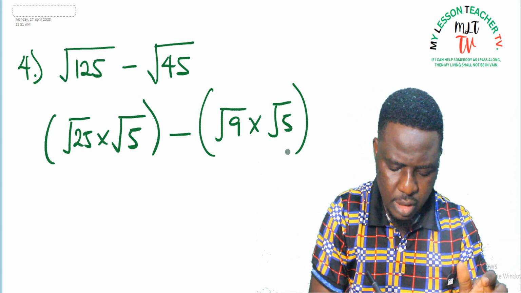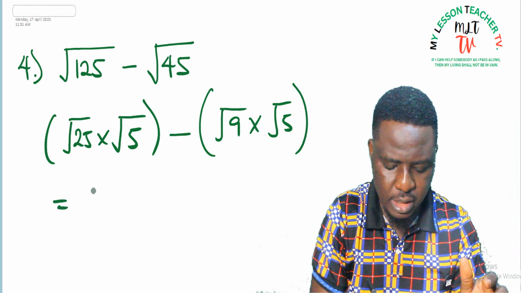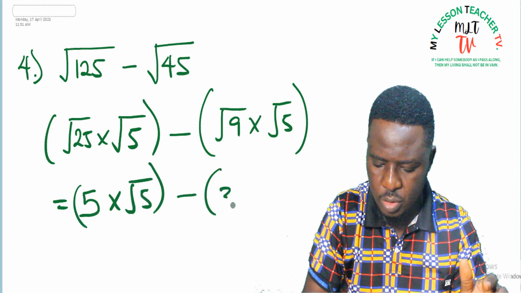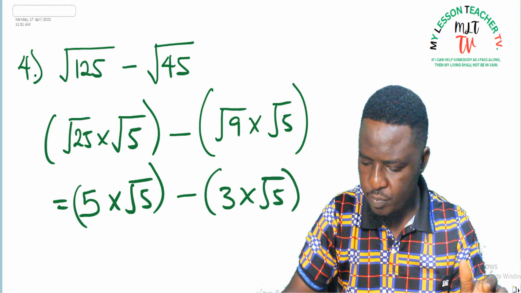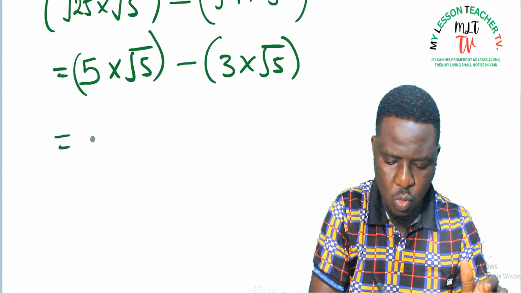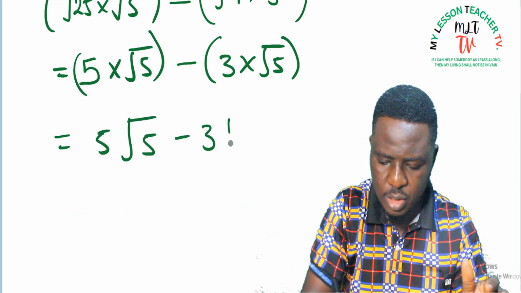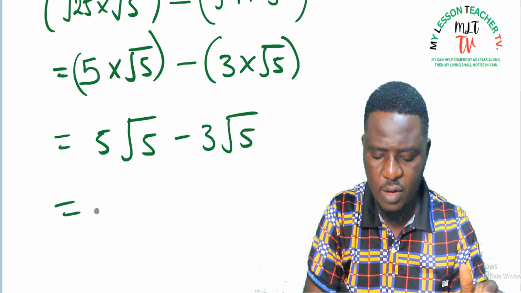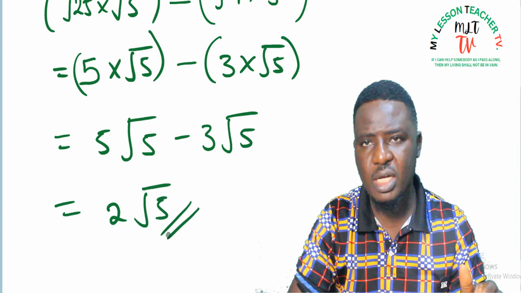Okay, so this is equal to root 25, which is 5, times root 5 minus 3 times root 5. So this is equal to 5 root 5 minus 3 root 5. And 5 root 5 minus 3 root 5 gives us 2 root 5 as your answer.